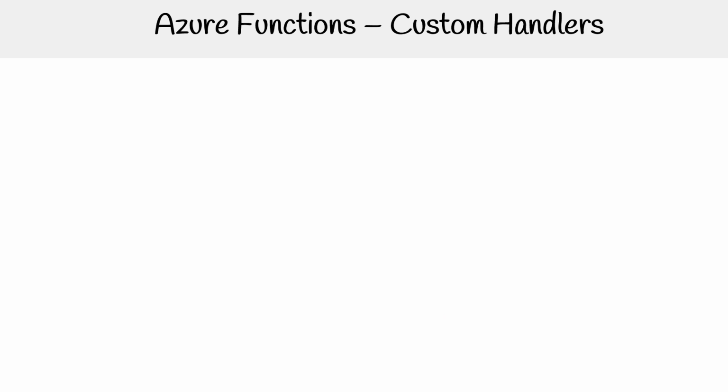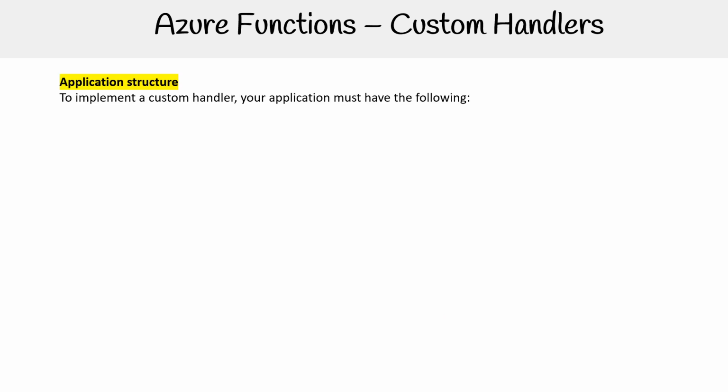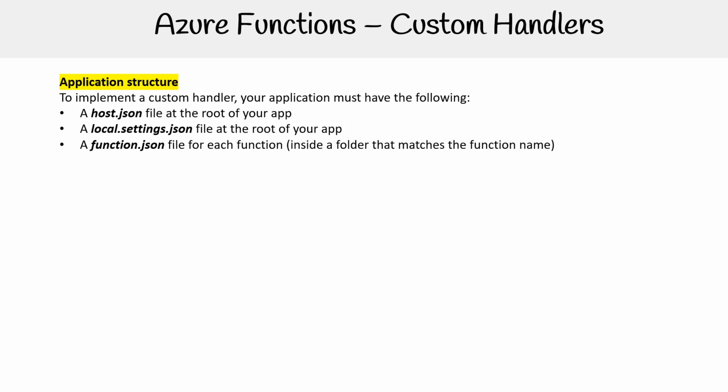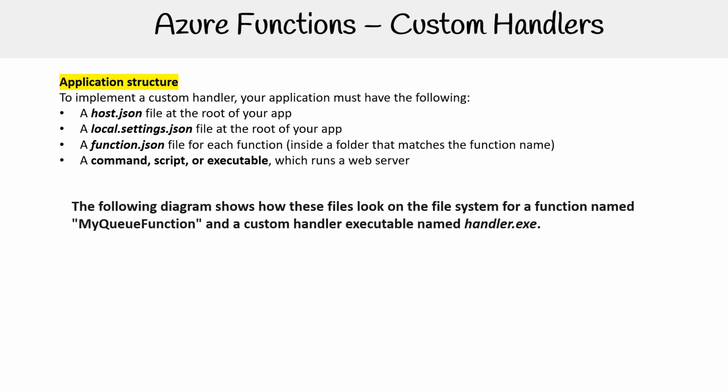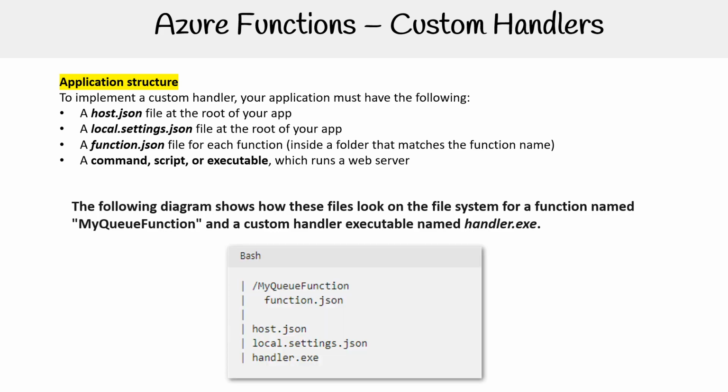So there's that there. Some things about the application structure. To implement a custom handler, your application must have the following: a host JSON file, a local settings JSON file, a function JSON file, and a command script or executable, which will run on the web server. The following diagram shows how these files look on the file system for a function named myQueue and a custom handler. It's not the prettiest, but it gets the point across. The idea is you have a folder, here's your function JSON, and this one happens to use an executable.